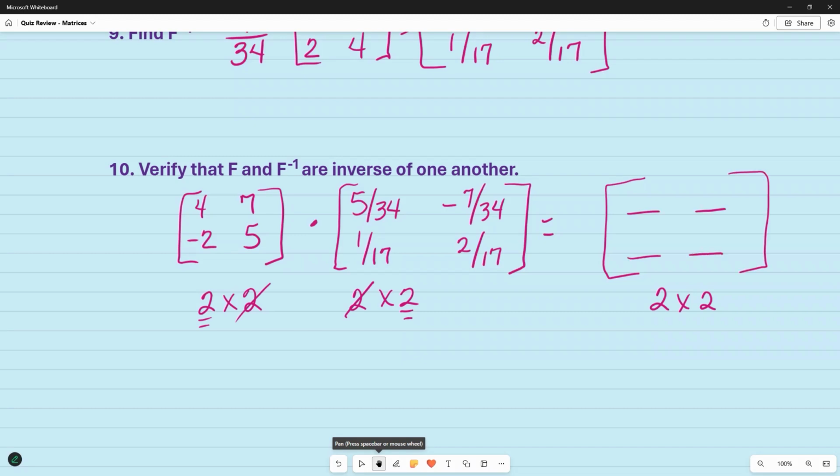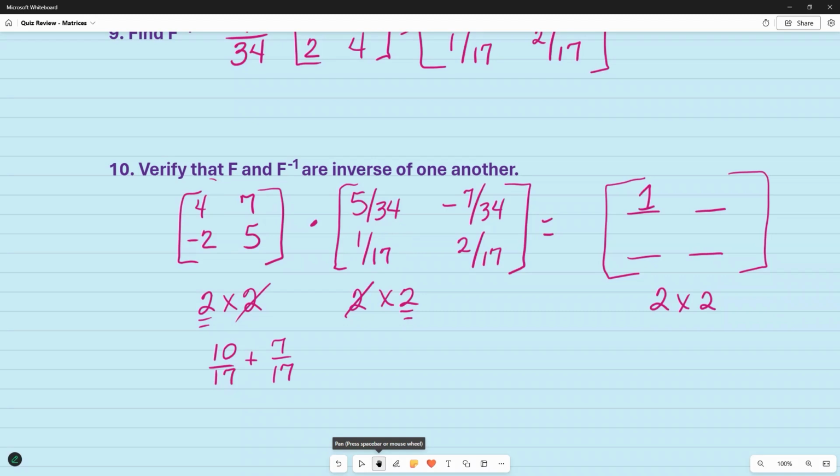Once I multiply this out, I'm going to take the first element of the first matrix and multiply it times the first element of the second one. And then I'm going to take that second element of the first matrix and multiply it times the second element in the column of the second matrix. Whatever that answer is, I am going to add it to the first answer that I had. So 10/17 plus 7/17 is 1.